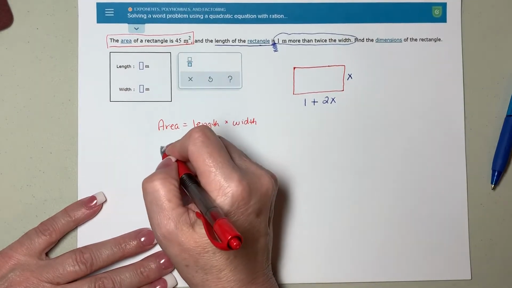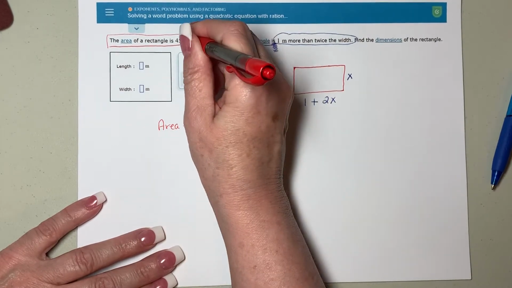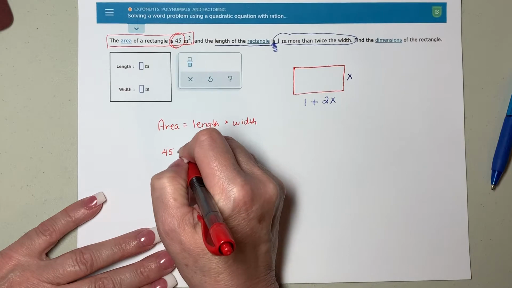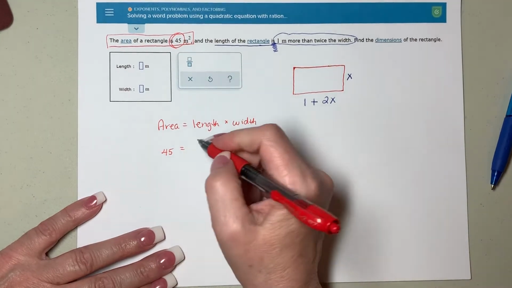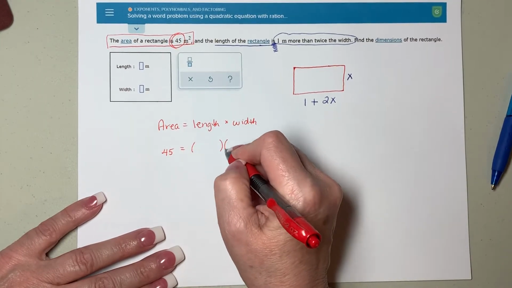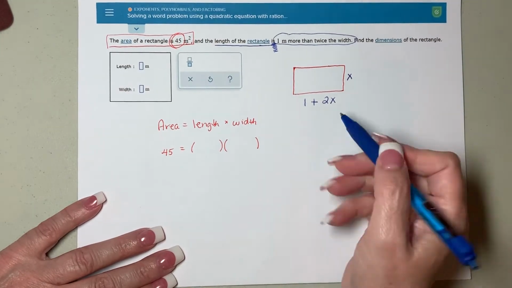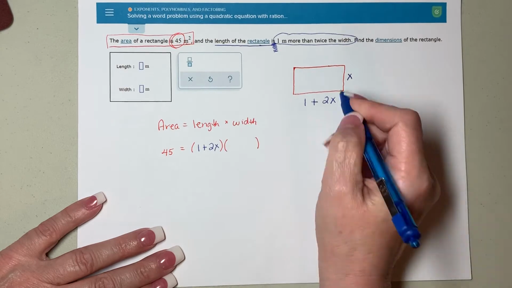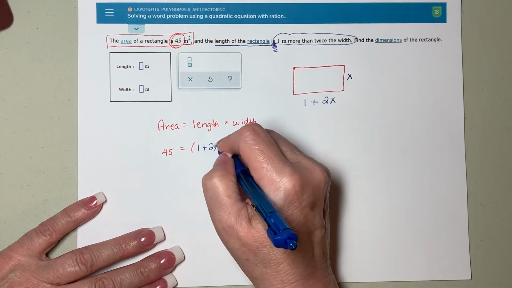Okay, so over here, area they told me was 45. I'm gonna stick 45 right there. And then the length and the width, I'll just plug in. The length was 1 plus 2x, and the width was just x.